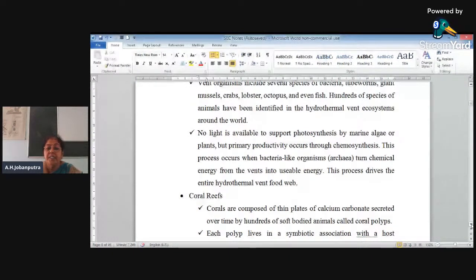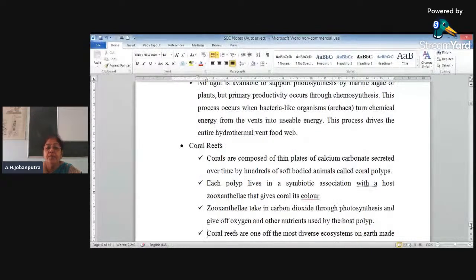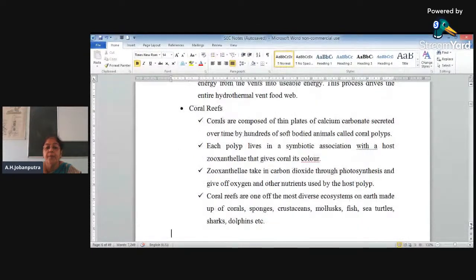Now, coral reefs. These coral reefs are composed of thin plates of calcium carbonate, which are secreted by soft-bodied animals like coral polyps.